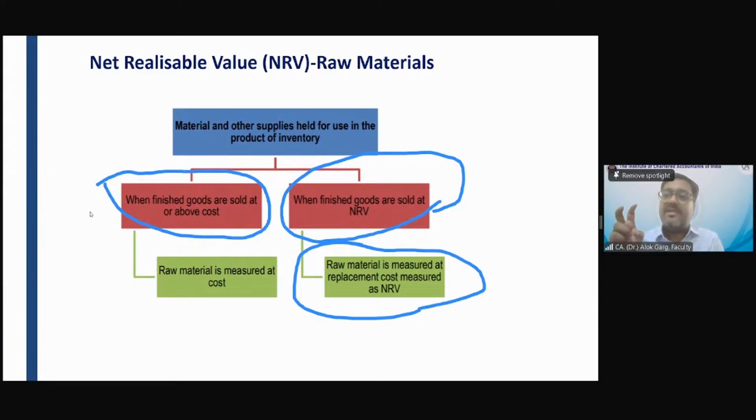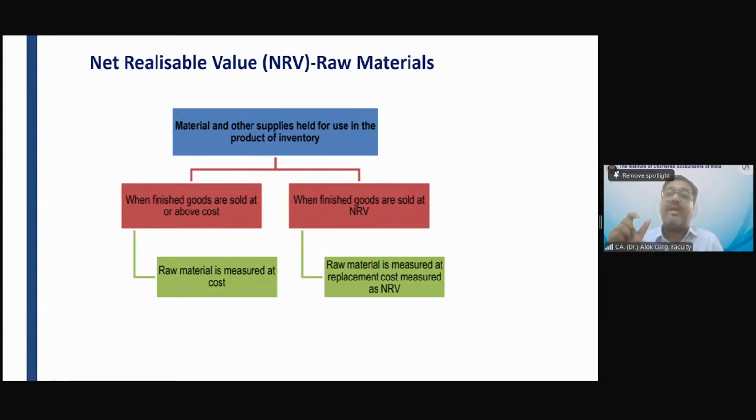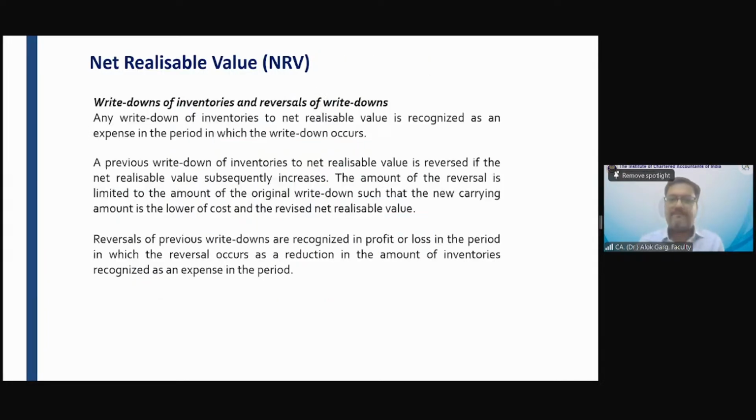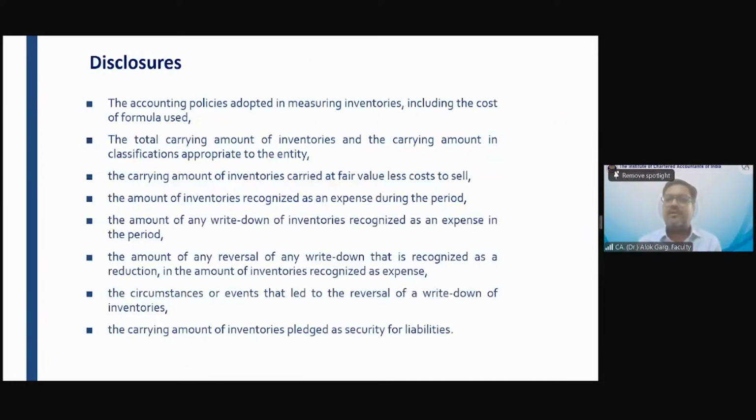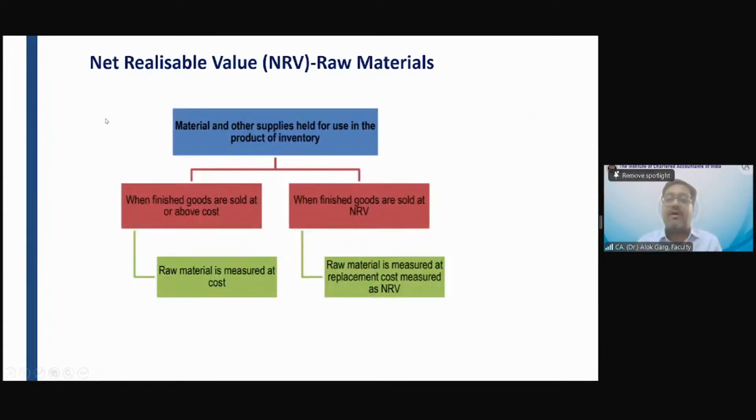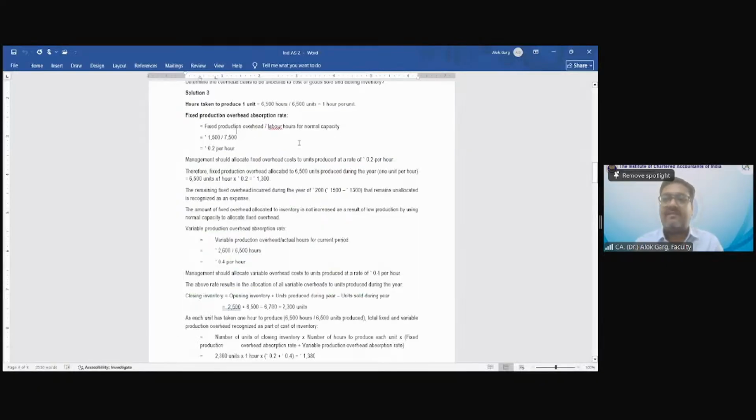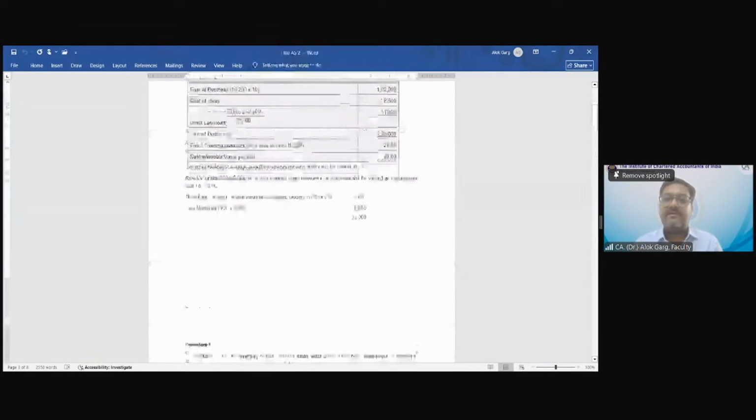So if the finished goods are sold at or above cost, then raw material is measured at cost. But if the finished goods are sold at net realizable value, then raw material is measured at replacement cost. Okay. So disclosures I'm not going through. This was the overall revision of inventory. Friends, now we will discuss the inventory standard with the help of some important questions. Quickly we have revised the inventory standard.